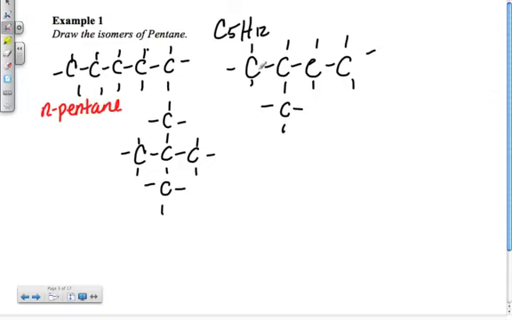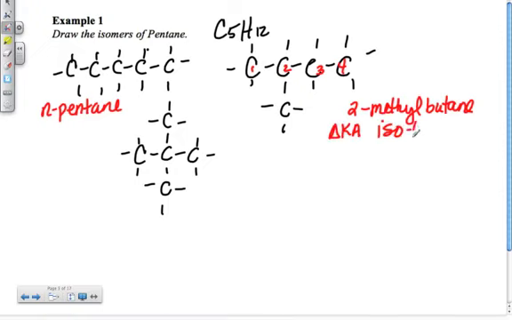So the first one is normal pentane. The second one, our parent chain is now 1, 2, 3, 4, and it's all single bonds, so it's a butane, and on the second carbon I have a methyl group, so this could be called 2-methylbutane, or it's also known as isobutane.